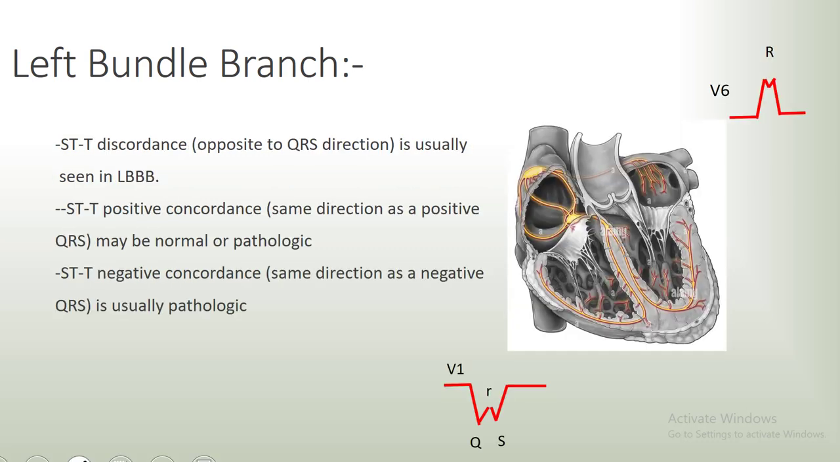Recall that in left bundle branch blocks, you can develop ST segment and T-wave changes. Now, these are usually discordant changes, meaning that they are in the opposite direction of the QRS complex. For example, if you have a positive QRS complex, you have ST depressions and T-wave inversions, and if you have a negative QRS complex, you're going to have ST elevations and T-waves that are upright. This is usually a part of a left bundle branch block, and these are considered to be normal changes. I'll talk more about this in detail in the video I made about the diagnosis of left bundle branch blocks and the ECG.